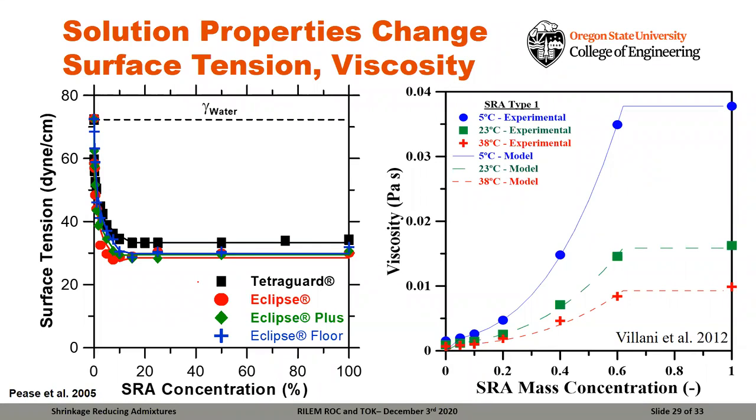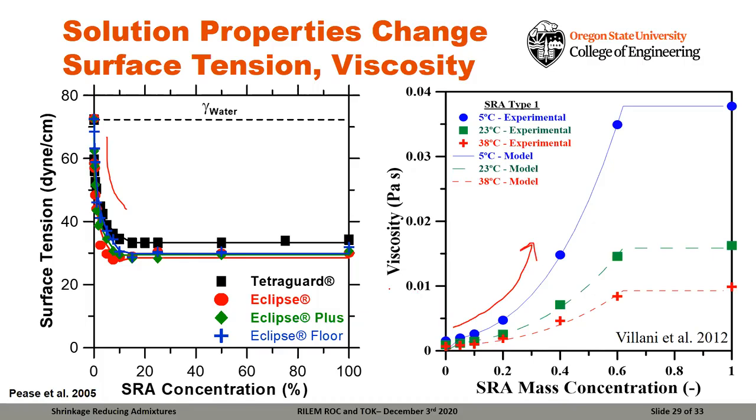Now, in addition to just looking at shrinkage and cracking, there are some other properties that can be impacted when shrinkage reducing admixtures are added to the system. What I want to be very clear on here is that we're talking about the properties of the fluid: the surface tension of the fluid and the viscosity of the fluid. And while we reduce the surface tension, we can dramatically increase the viscosity of the pore solution.